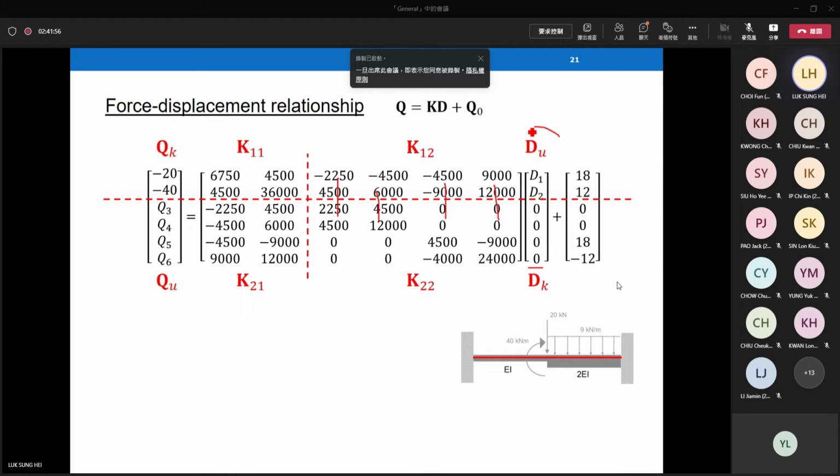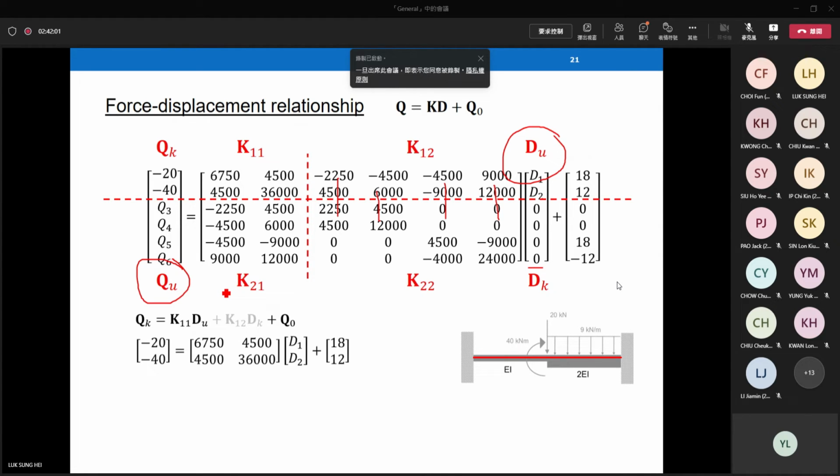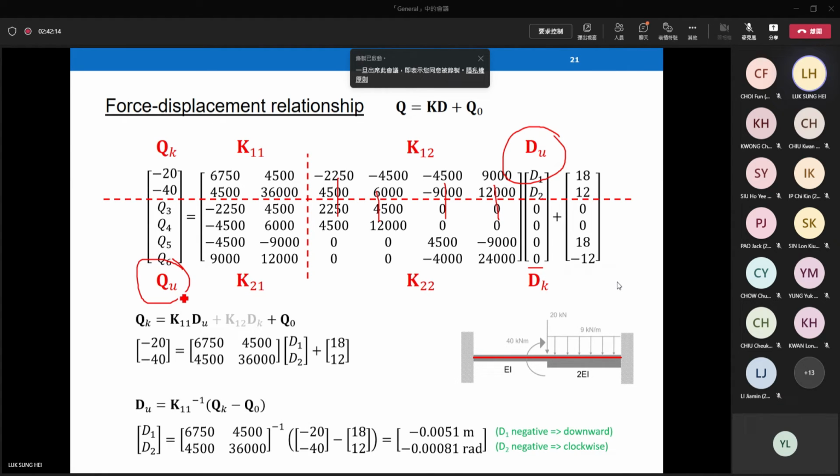Solve for unknown displacement, and then solve for unknown reactions. We have 2 unknown displacements, D1, D2. 2 equations, 2 unknowns, relatively easy to solve. You can use matrix inverse, or you may solve the 2 simultaneous equations. Here I'm going to use matrix inverse. I first move the force vector to the left-hand side, and then multiply the whole thing by the inverse matrix. Then you can find out D1 and D2.